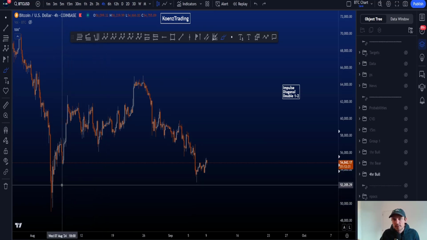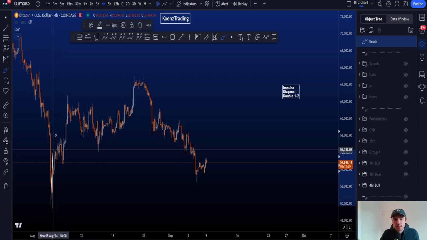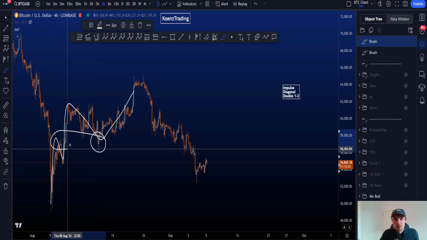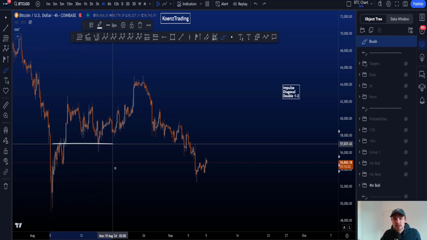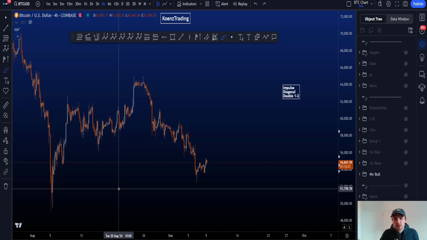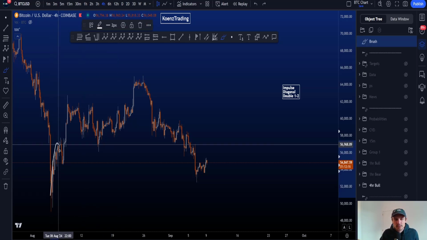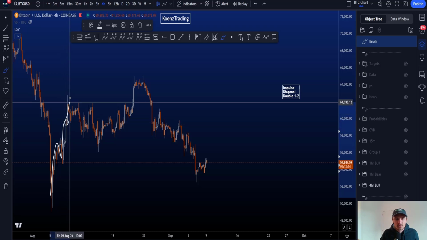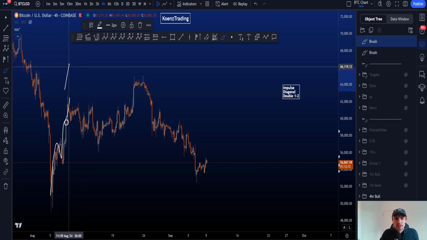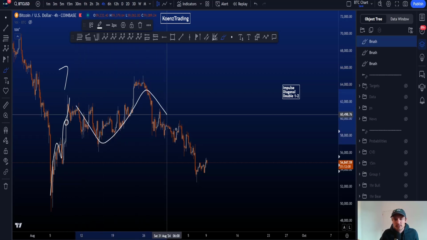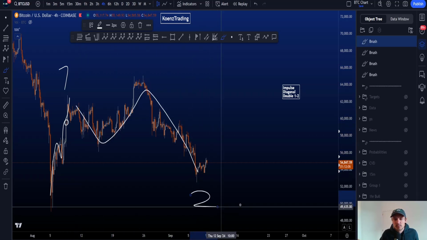We cannot, however, count an impulse to the upside here, count it as a 1, 2, 3, 4, 5, because wave 4 has overlap with wave 1, which is not allowed in an impulsive structure. There is a very slim chance to count this as a 1, 2, 3, this is your 4, and then a wave 5, to count this as then a wave 1 for a bullish scenario. But then all of this price action here needs to be a wave 2.